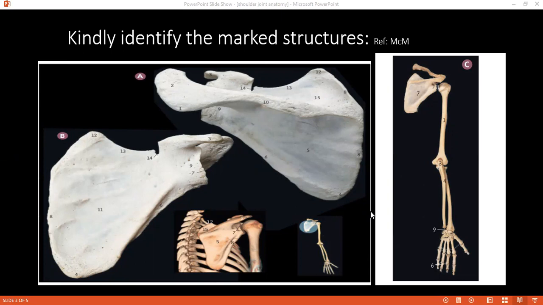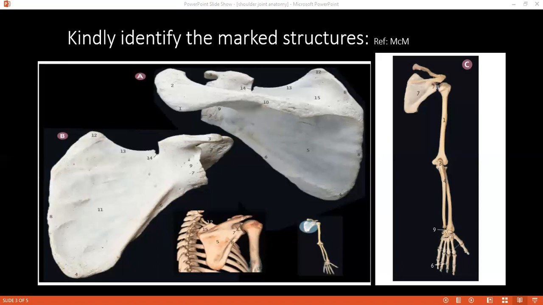So can you please tell me the boundaries of that quadrangular space, which is present inferior to the shoulder joint? Quadrangular space is bounded superiorly by the teres minor muscle, inferiorly by the teres major, medially by the long head of triceps, and laterally by the surgical neck of the humerus. What are the contents of quadrangular space? Quadrangular space contains the axillary nerve and posterior circumflex artery.